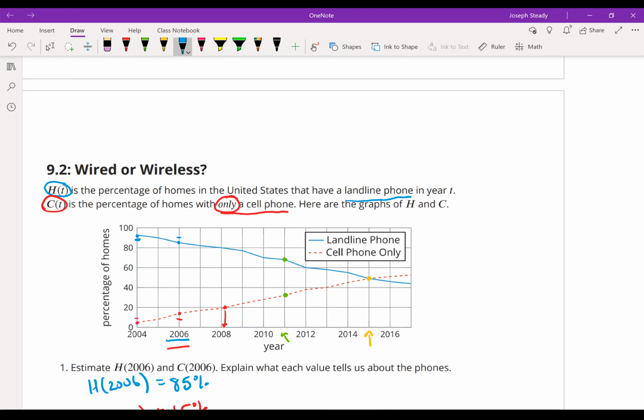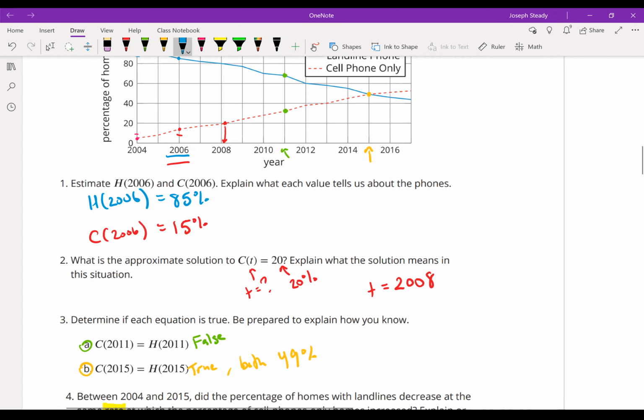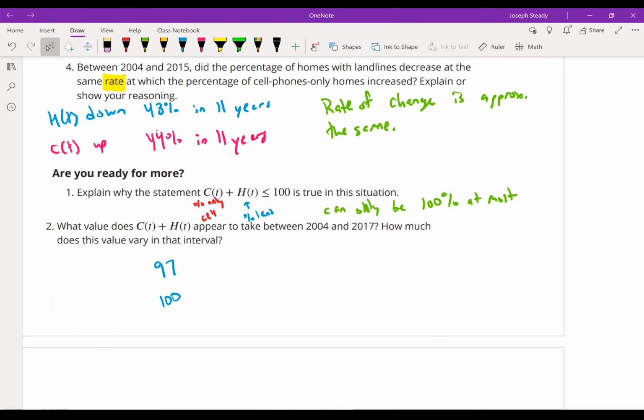Later on, we estimated somewhere in the high 90s again, and then in 2015, we estimated about 98%, 49 plus 49. At the end, 2017, this is probably about 44 or 45, and this is probably about 53 or 54, so we're probably around 97 or 98% there again. So it looks like the lowest number I can get when I add C plus h together is around 97%, and the highest number I can get is around 100%.